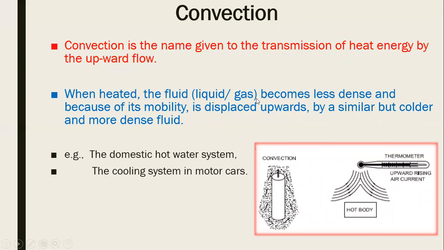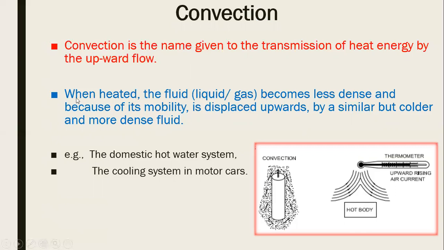When heated, the fluid, liquid or gas, becomes less dense and, because of its mobility, is displaced upwards by similar but colder and more dense fluid. So when it is heated, what will happen? The molecules will be less dense, so they are displaced upwards. When it is colder, the molecules will be more dense, so they will move downwards.